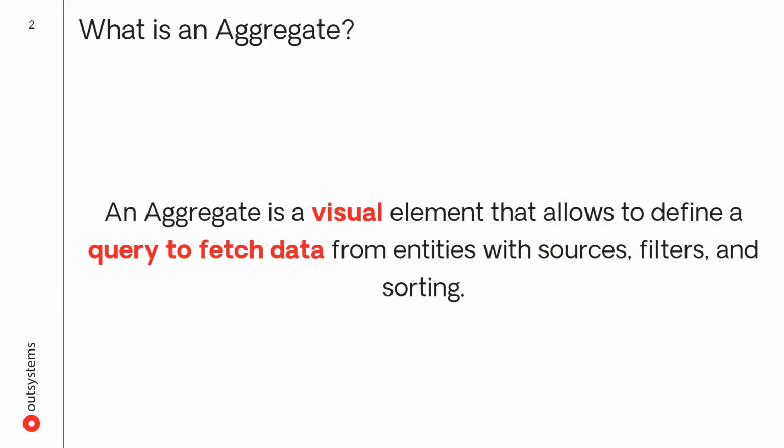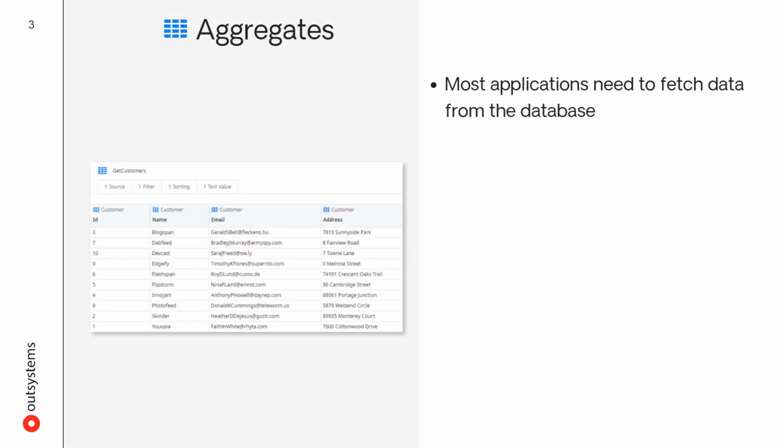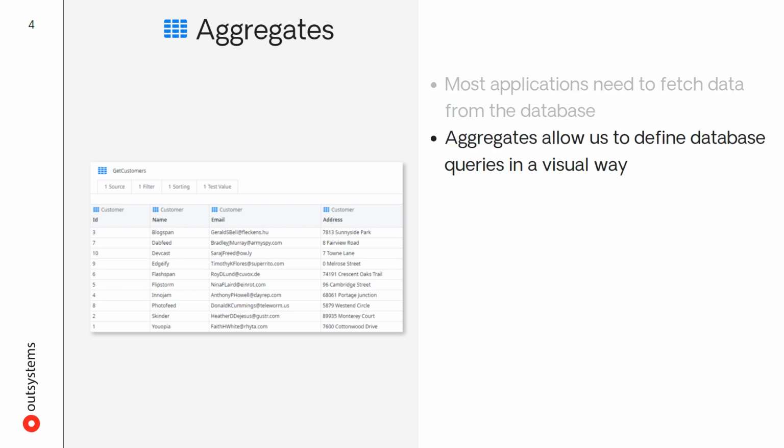So, what is an aggregate? An aggregate is a visual element of the OutSystems language that allows you to query data from entities. Within an aggregate, you can define the source entities, filter data according to some criteria, or sort the data as required. Most applications need to fetch data from the database. Aggregates allow us to create that type of query in a visual way.